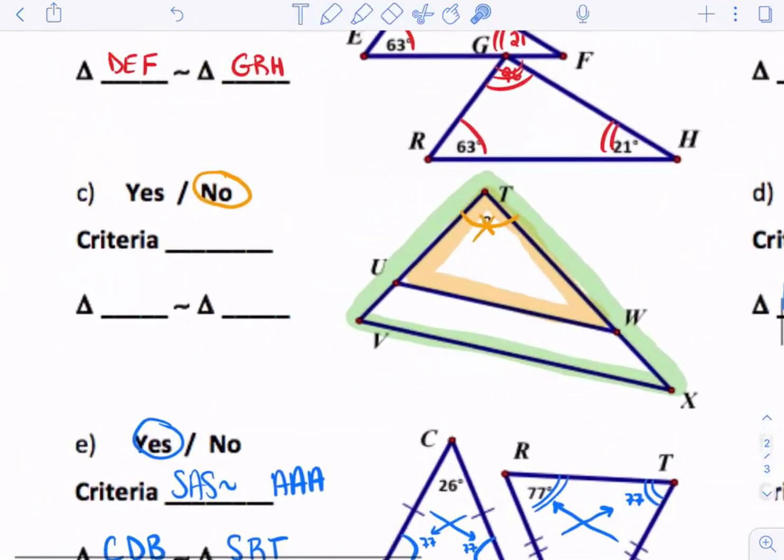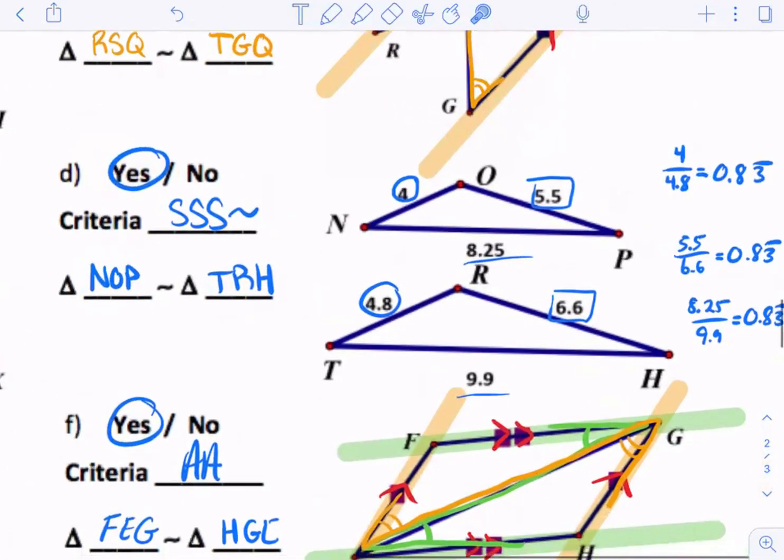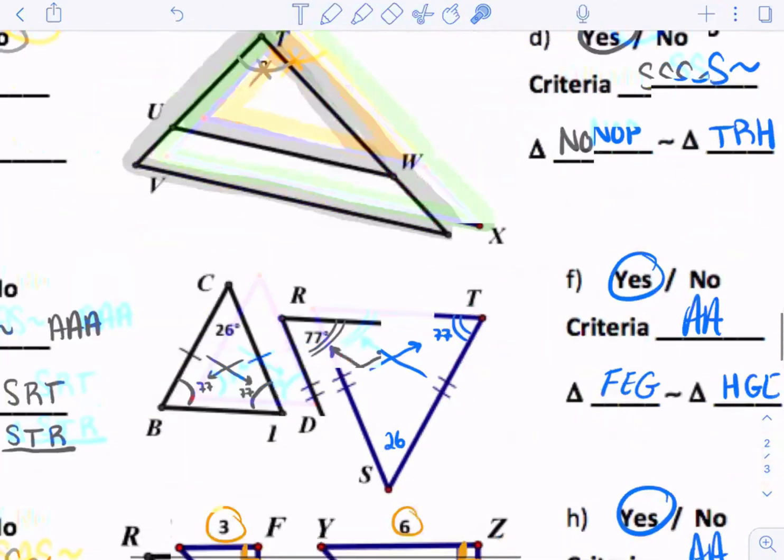For letter C, notice these two triangles are overlapping each other. So I put an X at T because they share that angle. It's a reflexive angle. But yet that's not enough information. For D, I had to check all three ratios to see that the corresponding sides are in the same ratio or proportional. So there's the work that I did for that.